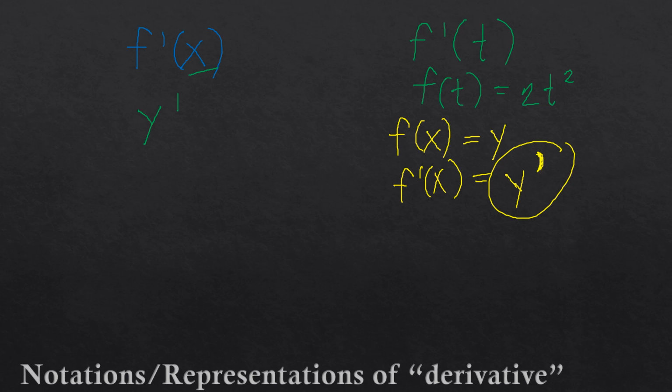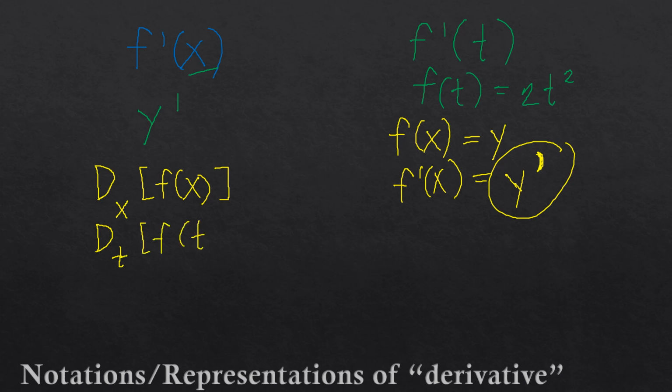Now, there are also other representations, and one of them is this capital letter D with the subscript x, and we have here f of x. This is read as the derivative of f of x with respect to x. You can rewrite it with respect to, let's say, t, then you have D with a subscript of t, so that is the derivative of f of t with respect to t. So we now have f prime of x, y prime, and the derivative of f of x with respect to x.